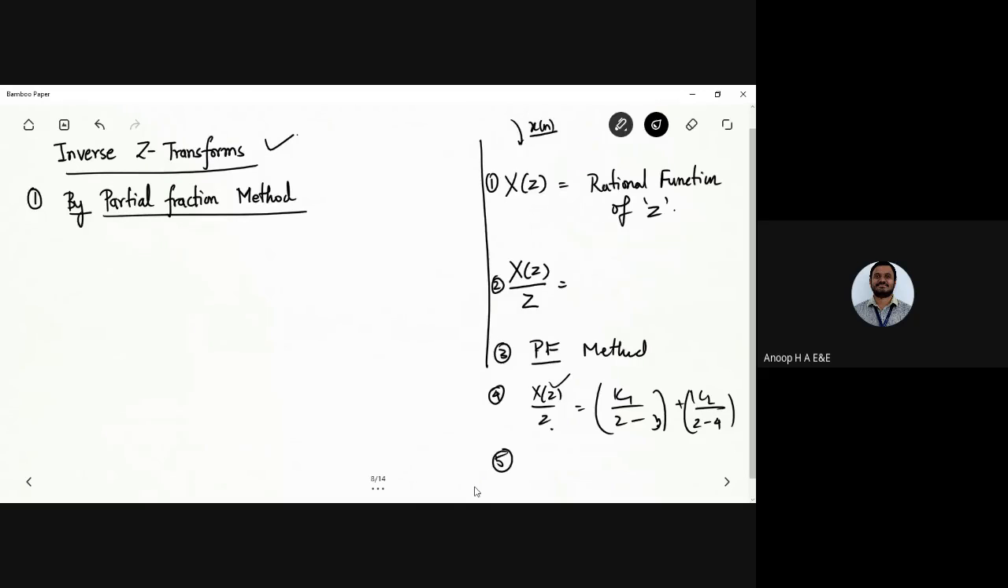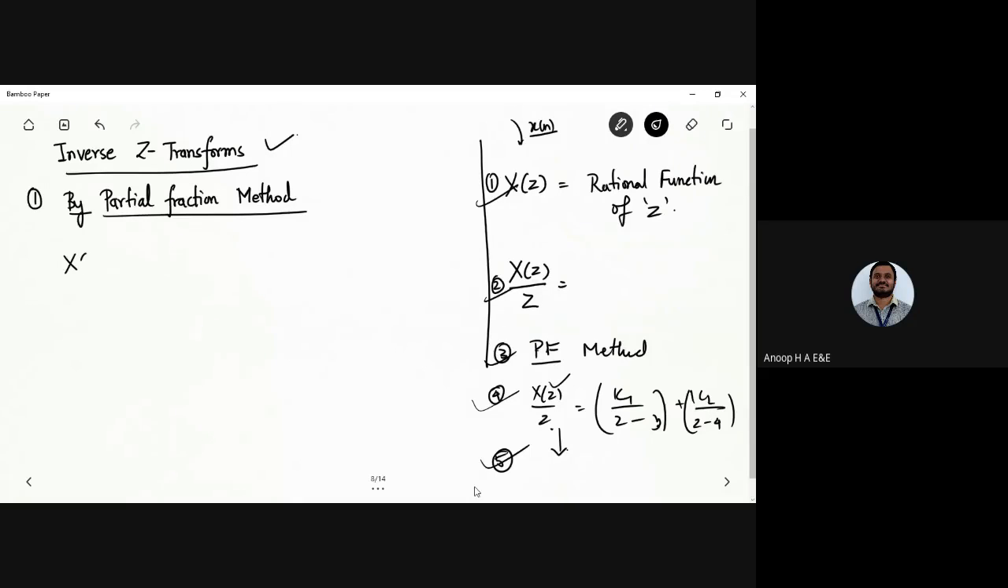Now the fifth step is to take the inverse transform of it. So these are the 5 steps that are generally involved in obtaining the inverse z transform of the x of z signal. Now let me proceed with the given problem.